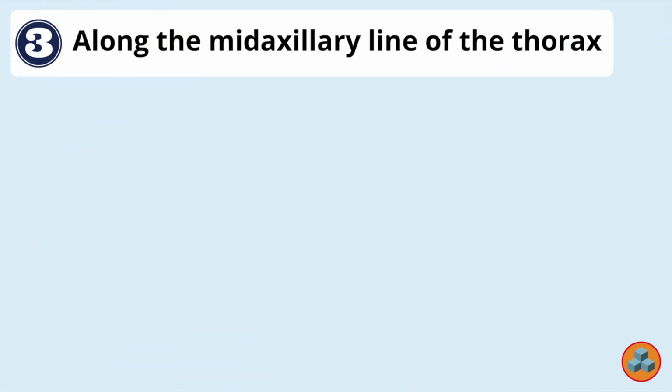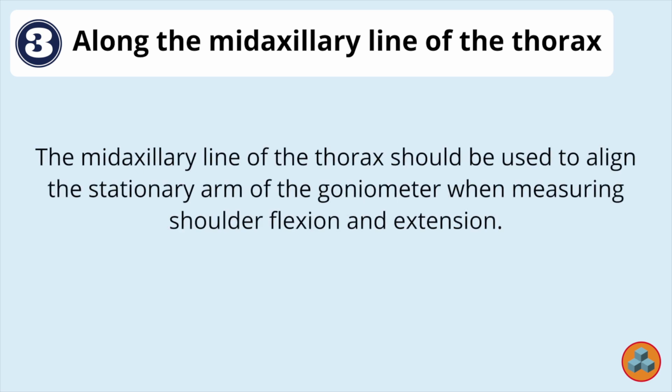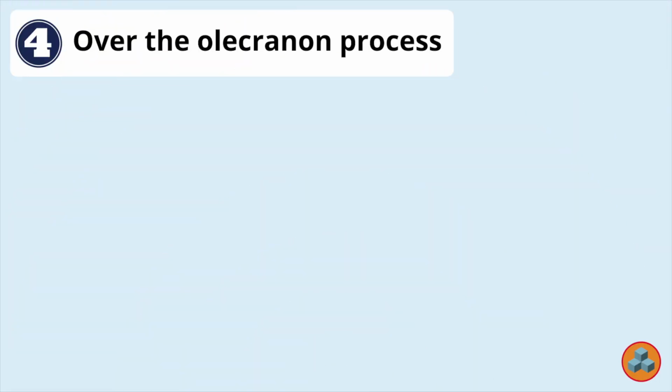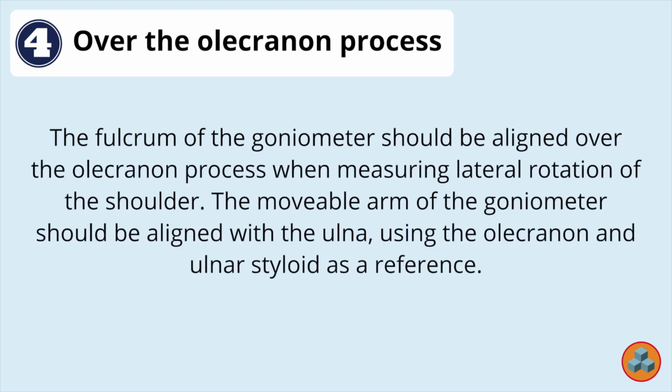Option 3, along the midaxillary line of the thorax. The midaxillary line of the thorax should be used to align the stationary arm of the goniometer when measuring shoulder flexion and extension. Option 4, over the olecranon process. The fulcrum of the goniometer should be aligned over the olecranon process when measuring lateral rotation of the shoulder. The movable arm of the goniometer should be aligned with the ulna using the olecranon and ulnar styloid as a reference.